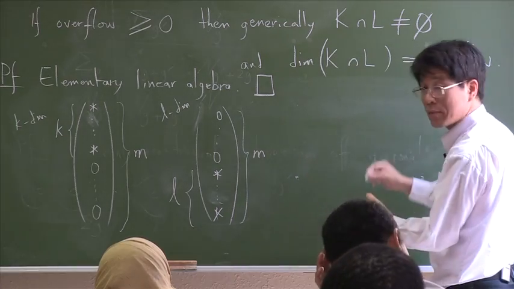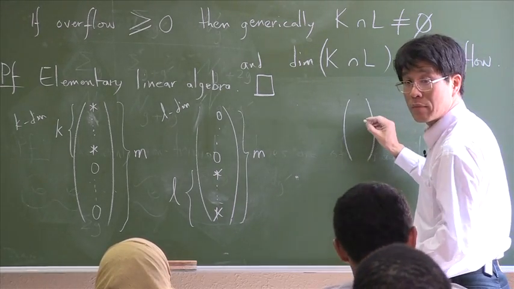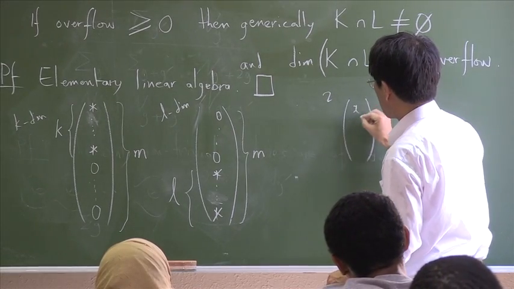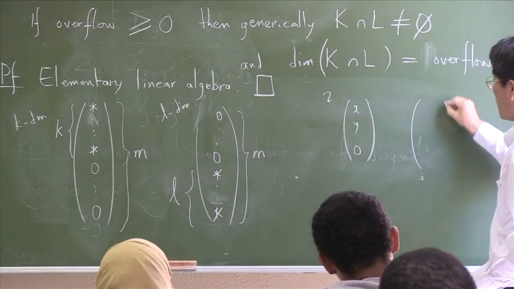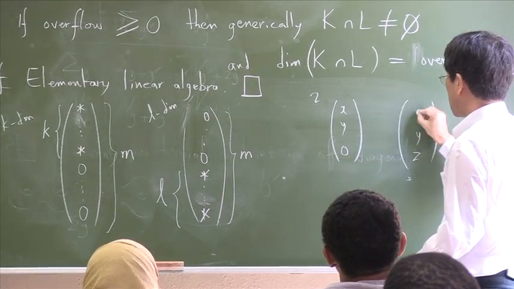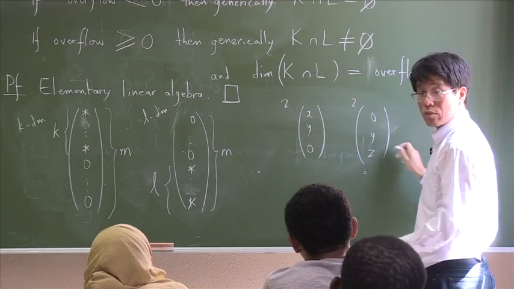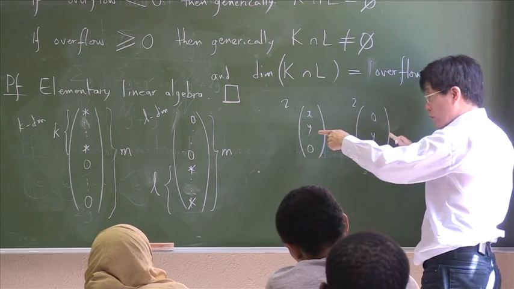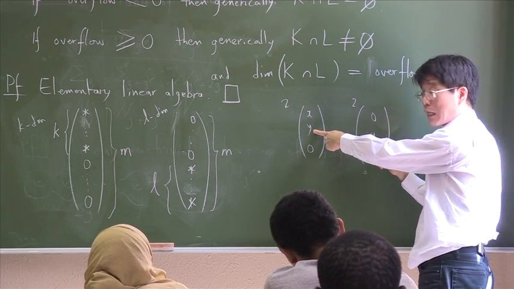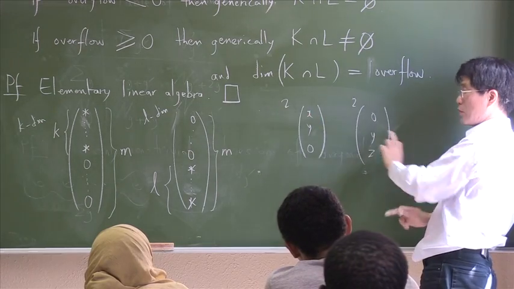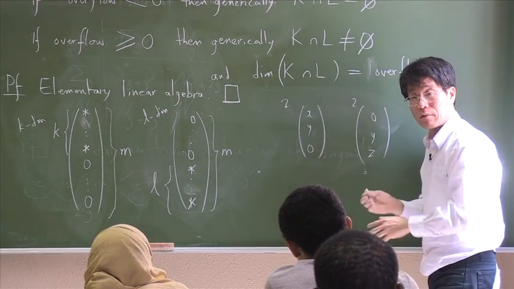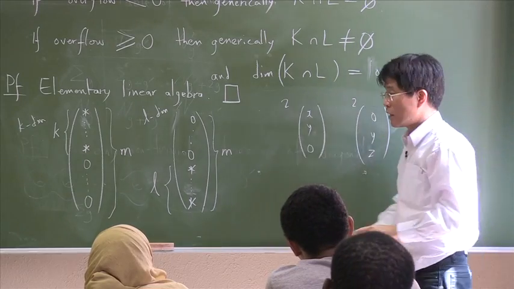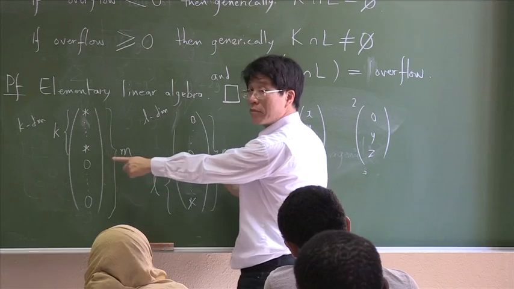What's the overlap? Let's do it in 3D. 2 dimensions, x and y and 0, and then maybe y and z and 0. So this is also 2 and 2 inside 3. What's the overlap? You overlap in the middle, right? Overlap dimension is 1. That's because there are 2 here, but the ambient dimension is 3. You start overlapping.